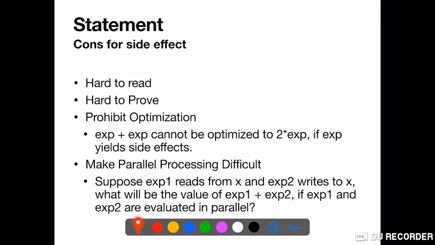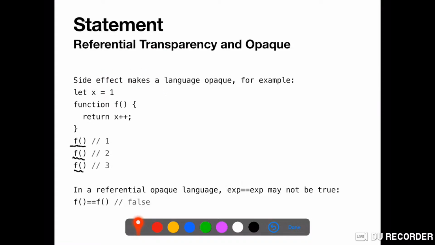I'm going so fast. It's almost done. So let's talk about a few cons for side effects, and this would prepare us for the motivation to learn functional programming language also, due to the bad nature of these side effects. So first, it's hard to read, like the previous example.